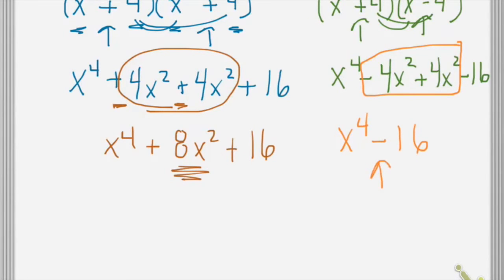That's that difference of squares. So you have to make a point of really looking at the two binomials that you're multiplying before you decide to follow that pattern.